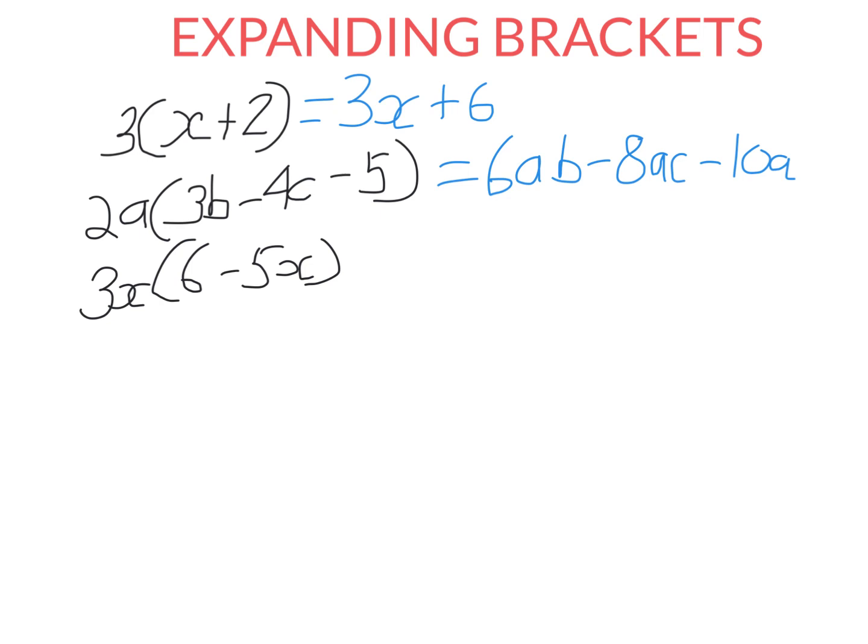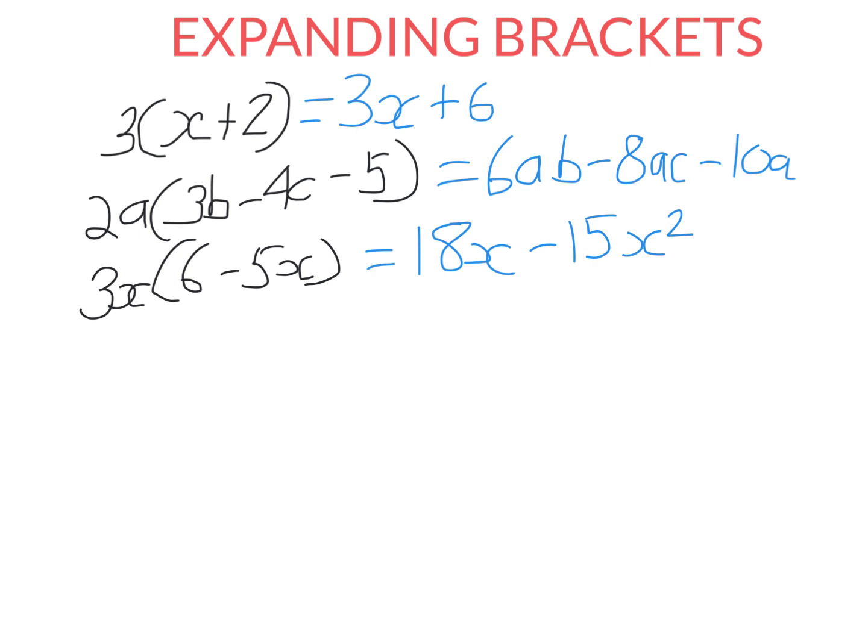This time it's going to end up being a quadratic. We go 3x times 6 is 18x, and 3x times negative 5x. So 3 times negative 5 is negative 15, and x times x is x squared. So this here is called a quadratic because there is an x squared term, as opposed to these. There was no squared term. We're going to be doing a lot of work on quadratics.